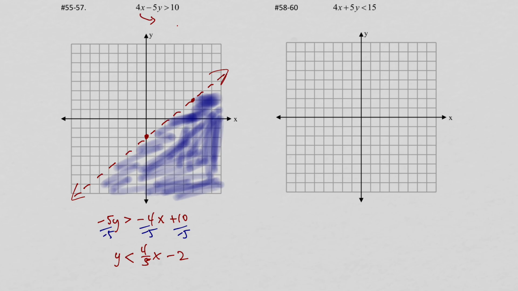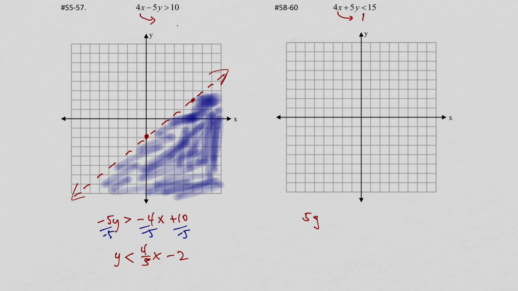This problem, again, is not good for the intercept method because 4 doesn't go into 15. So I'm going to put this into slope-intercept form by moving the 4x over. Okay, I'll move the 4x to the other side, and that's going to become negative when it's on the other side. So I have 5y.